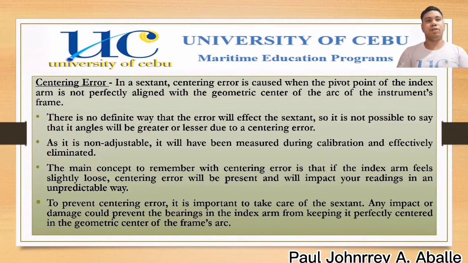Centering error. In a sextant, centering error is caused when the pivot point of the index arm is not perfectly aligned with the geometric center of the arc of the instrument frame. There is no definite way that the error will affect the sextant, so it is not possible to say that the angle will be greater or lesser due to centering error. As it is non-adjustable, it will have been measured during calibration and effectively eliminated.